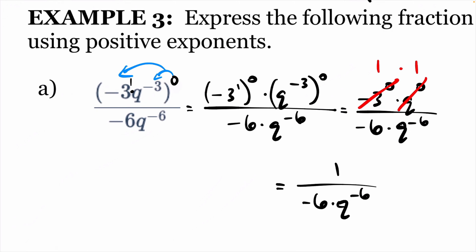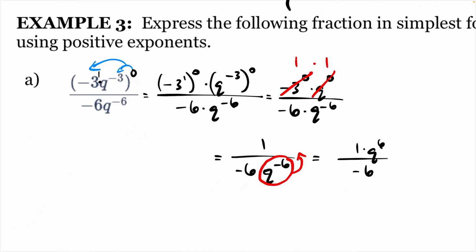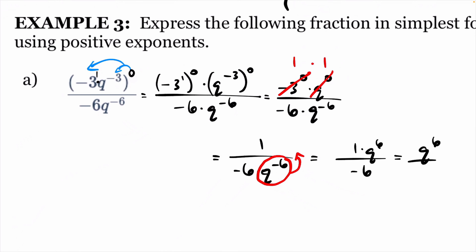Negative exponents. It's on the bottom, it's got to move up. So I get 1 times q to the 6th over negative 6. You don't have to write that 1 in the front. You can if you want. You're done. Negative 6 stays on the bottom because its power was positive 1. Okay?